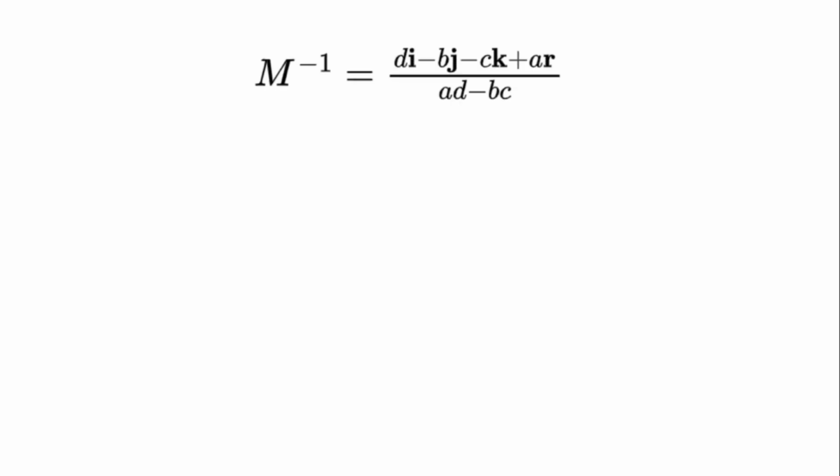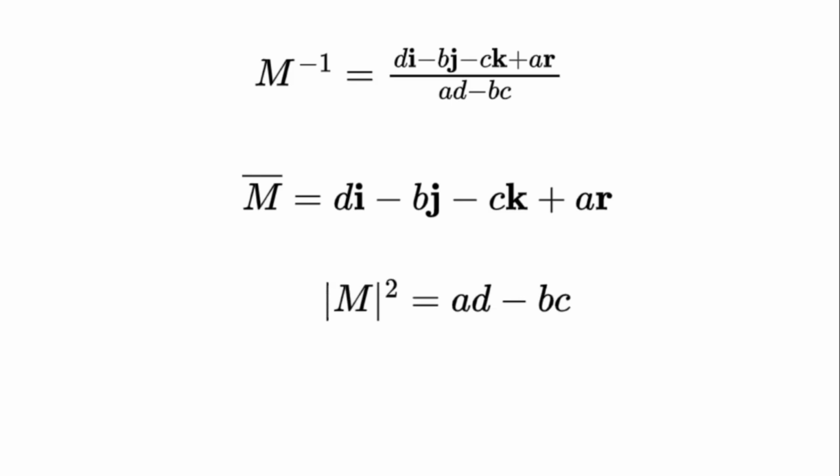Observe how the inverse formula, m inverse equals (d times I minus b times j minus c times k plus a times r) divided by (ad minus bc), reveals two critical components. 1. The conjugate m bar equals d times I minus b times j minus c times k plus a times r, which strategically reorganizes the coefficients while flipping I and r. 2. The modulus m squared equals ad minus bc, acting as a scaling factor, identical to the determinant of m's 2 by 2 matrix representation.